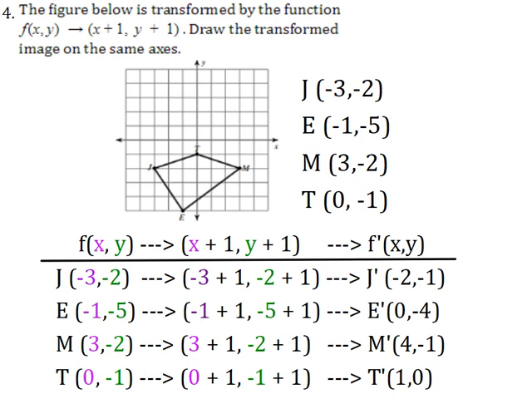We'll draw it in blue, I suppose. J prime, -2, 1, 2, -1. That was J prime. E prime is 0, -4, 1, 2, 3, 4. M prime is 4, 1, 2, 3, 4, negative 1. And then T prime is at 1, 0. And it should have about the same shape as the actual shape.